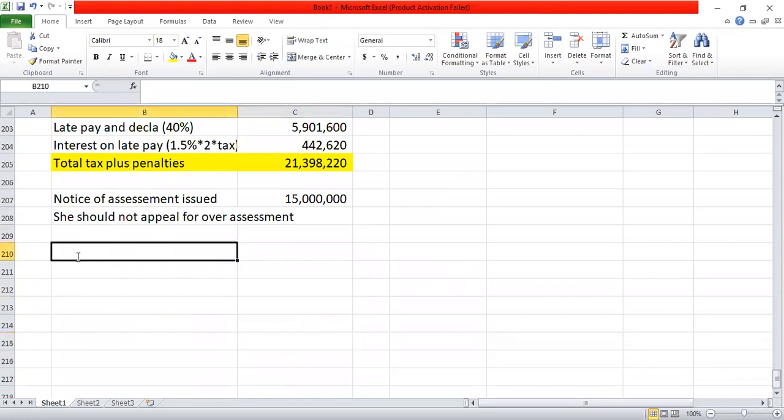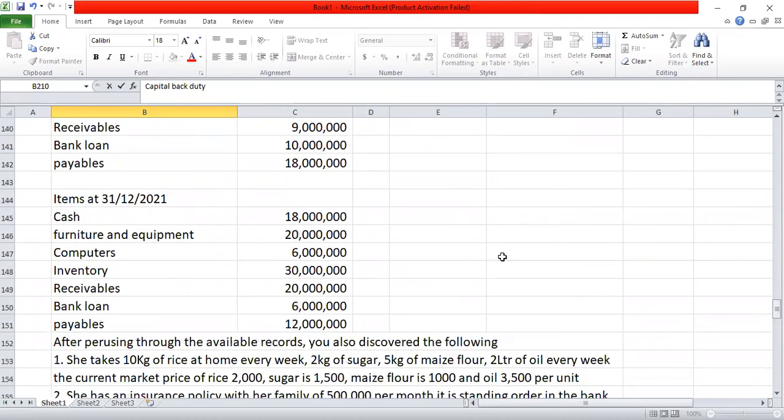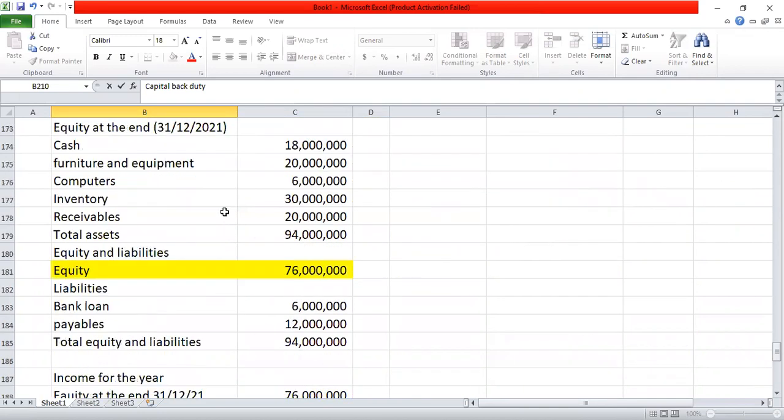Another method is called capital backup duty, or sometimes just backup duty. Capital backup duty. I think that is method number four for your net worth. It is D.